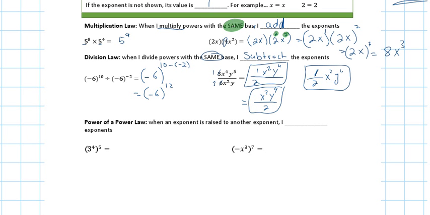Now, if I have a power to a power, what do I do with my exponent? So if I have something like this, you multiply your powers here. That's right, you multiply.